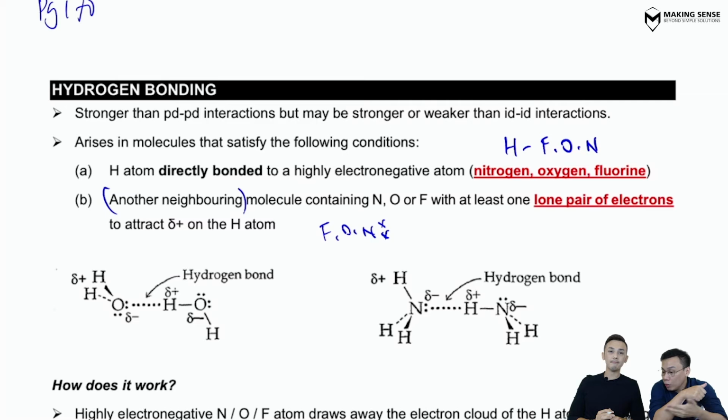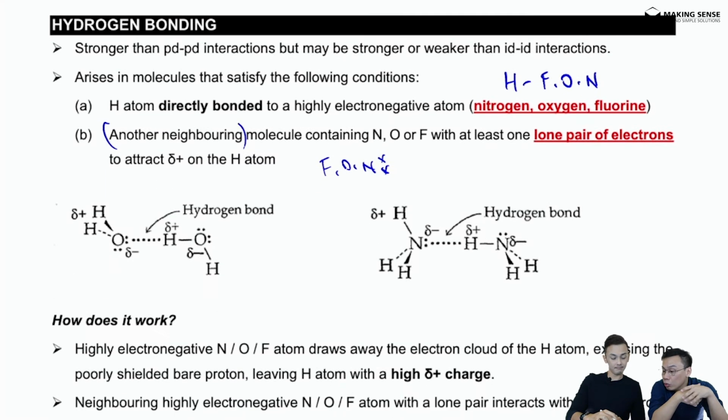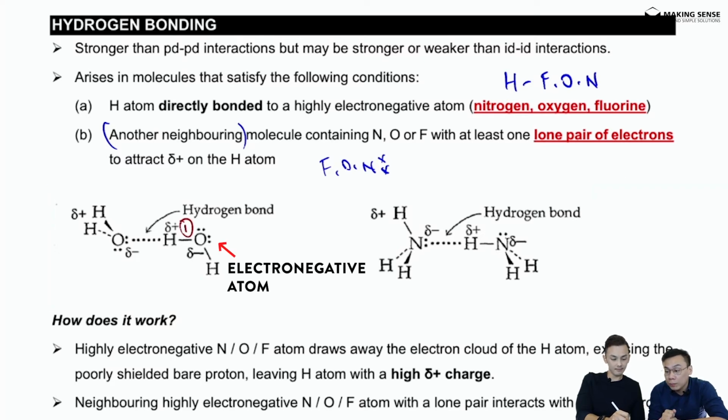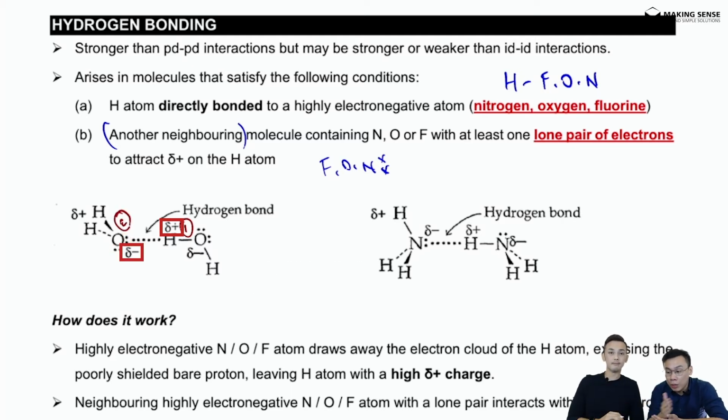If you look at the diagram over here, between two molecules, let's look at the water molecule on the right hand side first. The H atom is bonded to oxygen, so it is delta plus. On the neighboring oxygen atom, there are two lone pairs of electrons, so this lone pair will attract the delta plus of the H on the other water molecule, and that particular interaction is a very strong interaction called hydrogen bond.